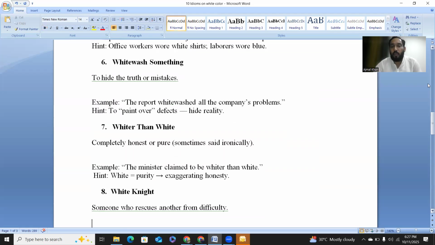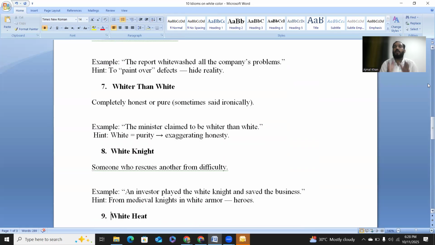So the next idiom on the color white is white knight. A knight is, in Britain, in the United Kingdom, like a title of a king, you can say. A person who is performing noble service, or a person performing military service of the highest authority. So knight means someone like a king. So white knight means someone who rescues another from difficulty.